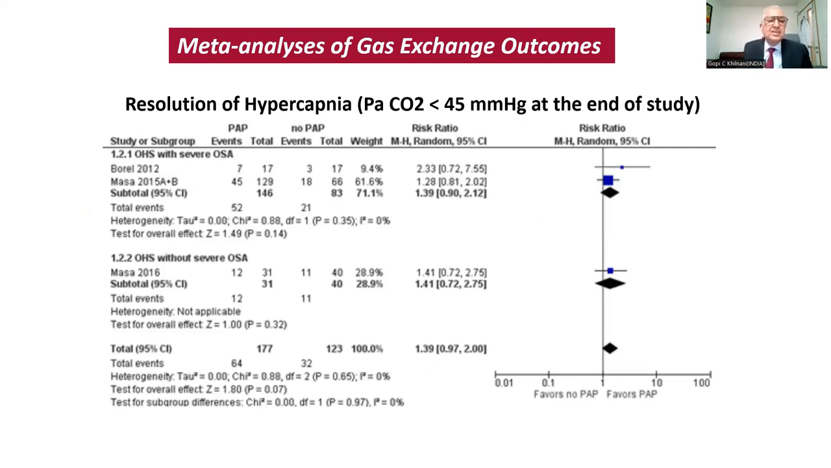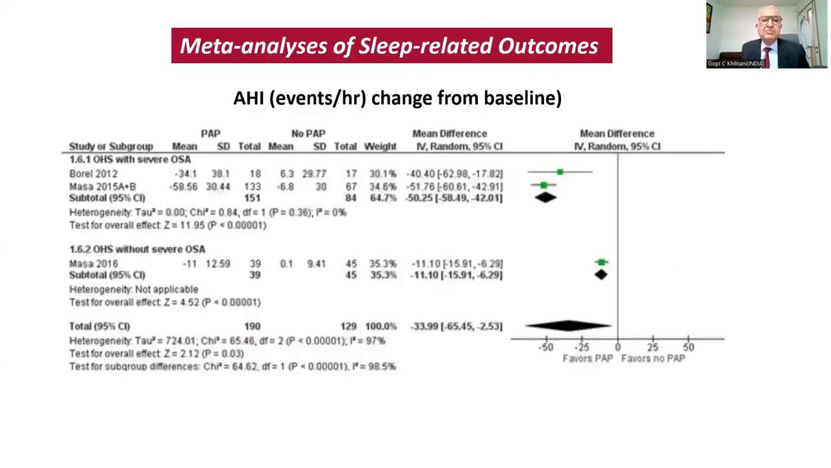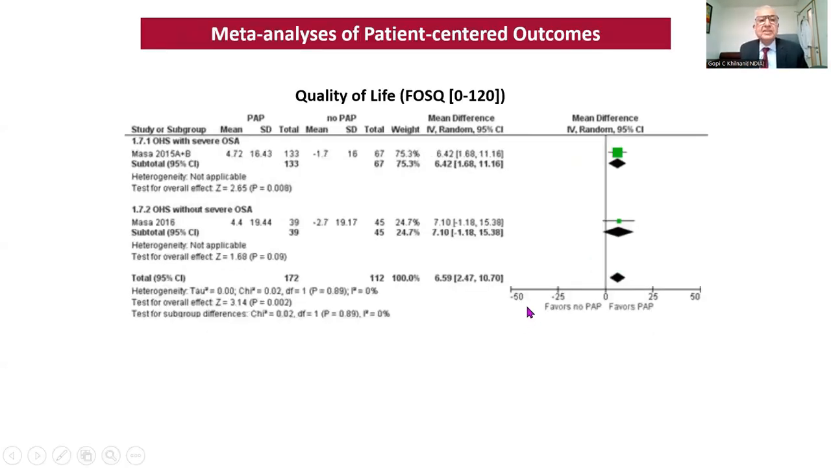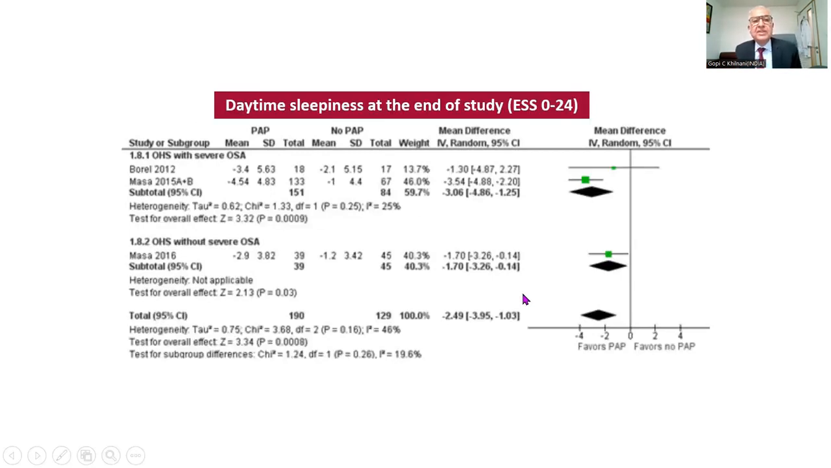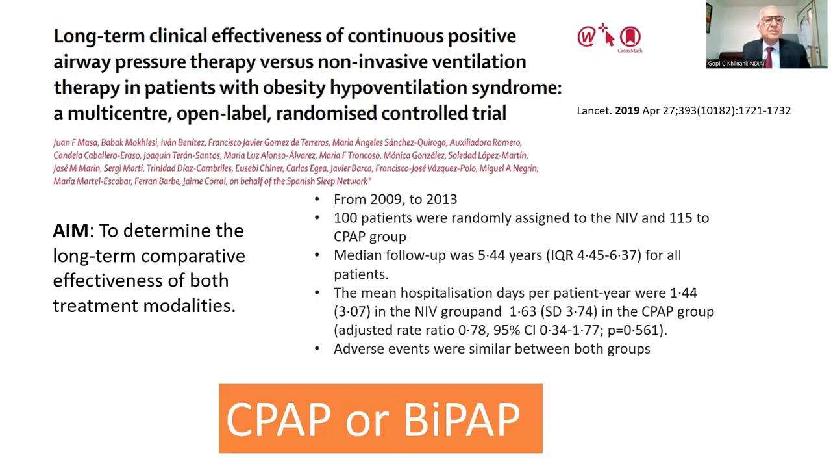Last 3-4 slides. So the CO2 improved with PAP therapy. All the parameters improved: awake hypoxemia improved, the AHI improved. You can see a distinct improvement with PAP therapy. The quality of life improved, and daytime sleepiness also improved. So the ATS recommendation says that for stable ambulatory patients diagnosed with OHS, we should give PAP therapy.